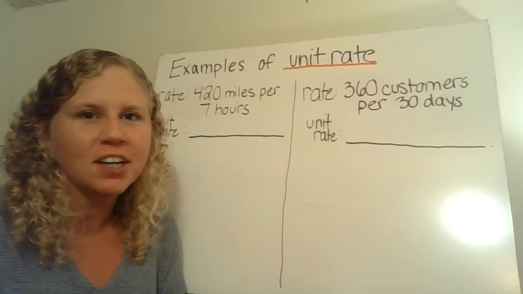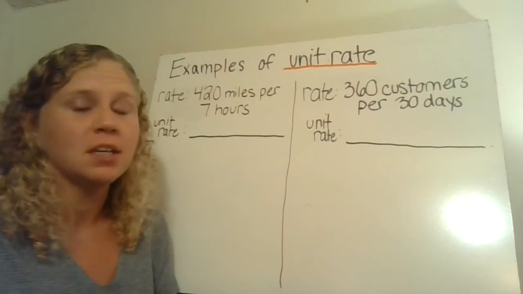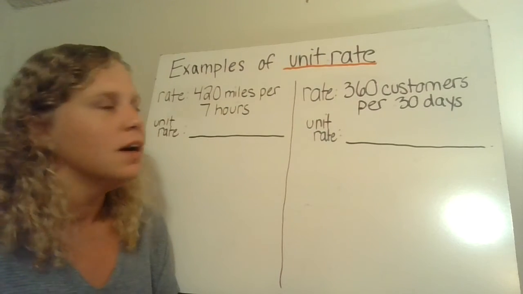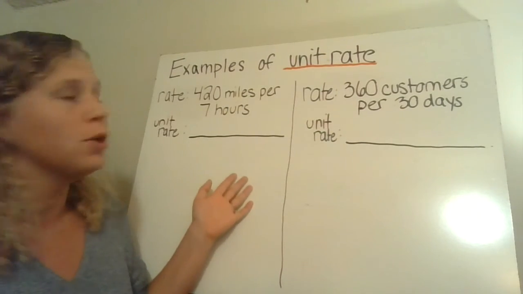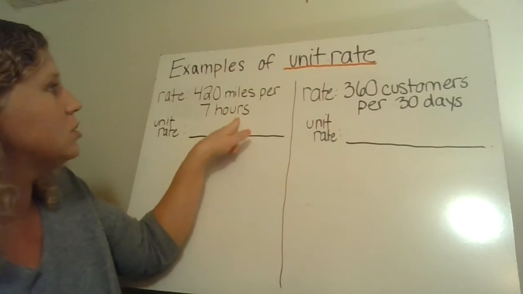Everyone, today we're going to be talking about unit rate and equivalent ratios. I'm going to start with some examples of unit rate. When you think of unit rate, I want you to think of how many per one. The goal of the unit rate is to get our second quantity to 1.